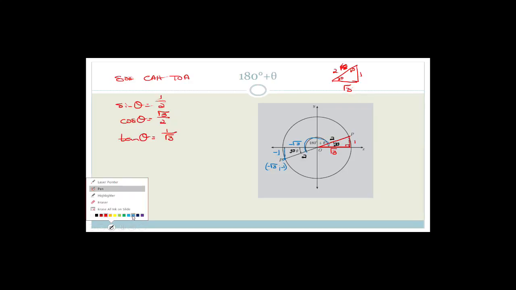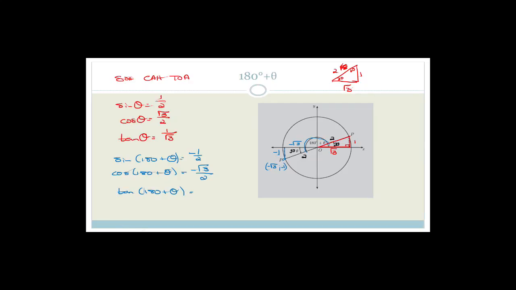Now let's have a look at the blue triangle over here, which is in the 180 plus theta side. So we've got sine of 180 plus theta, which is going to be what? Sine of 180 plus theta is going to be opposite over hypotenuse, so it's -1/2. Cos of 180 plus theta is going to be adjacent over hypotenuse, so it's -√3/2. And then tan of 180 plus theta is going to be opposite over adjacent. So it's going to be -1/-√3, which is equal to 1/√3.